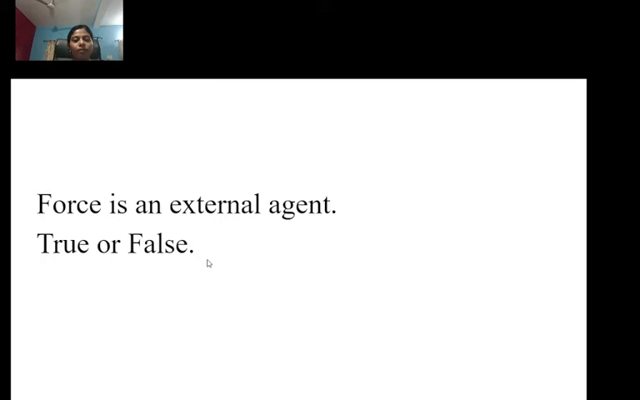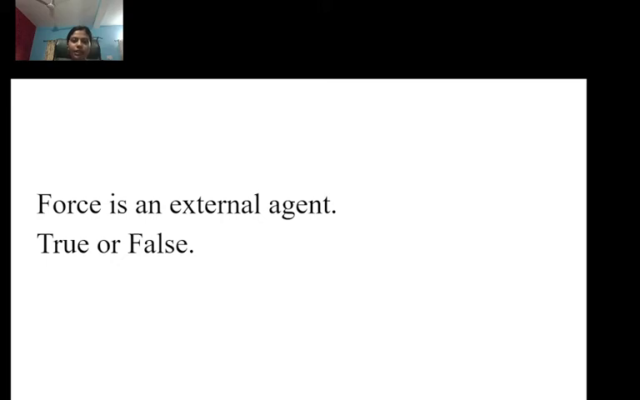Yes, force is an external agent. True or false? True. Okay, yes. Only Bit 2 has marked false. Why Bit 2? Do you have any doubt? By mistake? Okay, fine. So, students, force is an external agent.